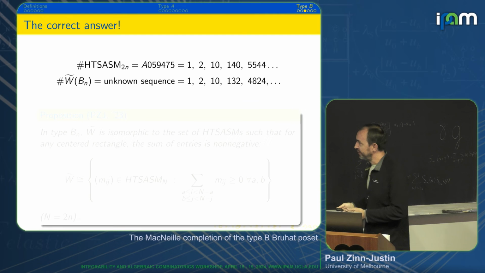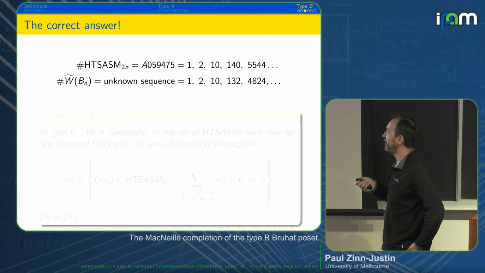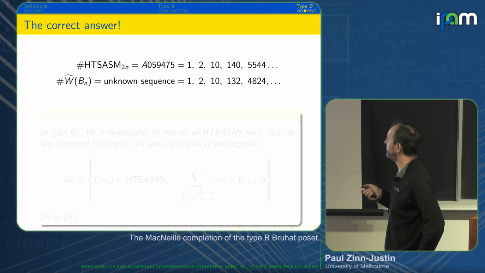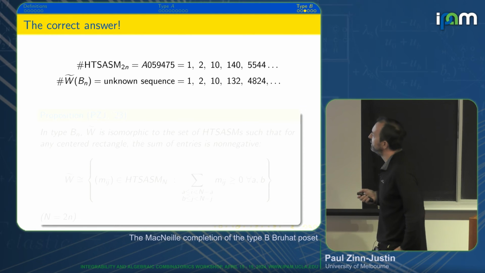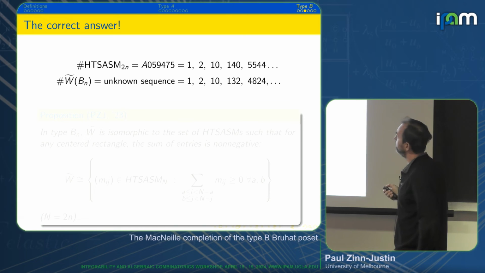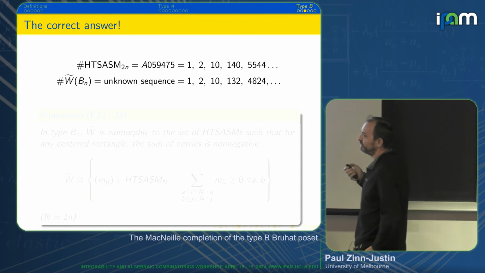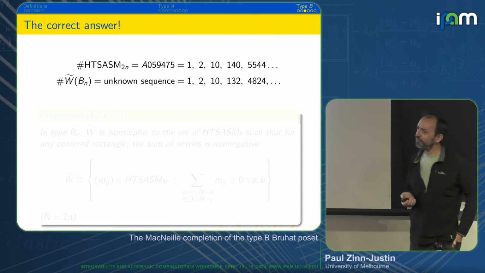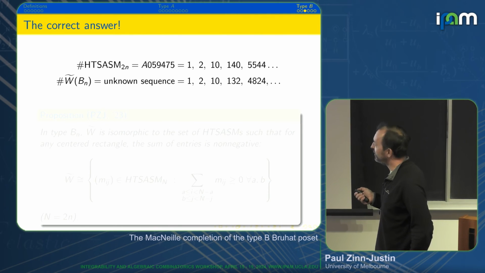discussion about type B. So the first thing is, the number of half-turn symmetric ASMs is well known, due in particular to the work of Kuperberg. You can find it in the OEIS as 1, 2, 10, 140, 5544, etc. And if you compute the cardinality of the poset of type B, you can just do that by hand. I literally originally did it by brute force. You can run an algorithm that produces, not very efficiently, the MacNeille completion of any poset. And you get those numbers.